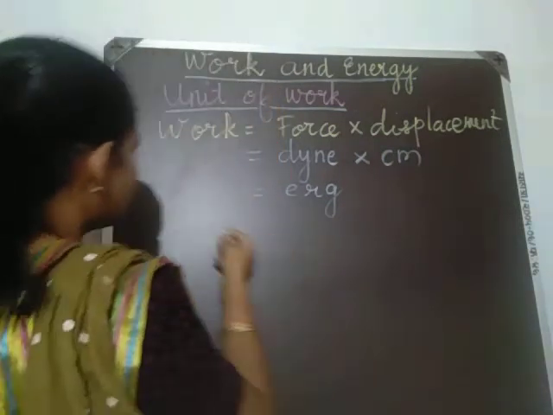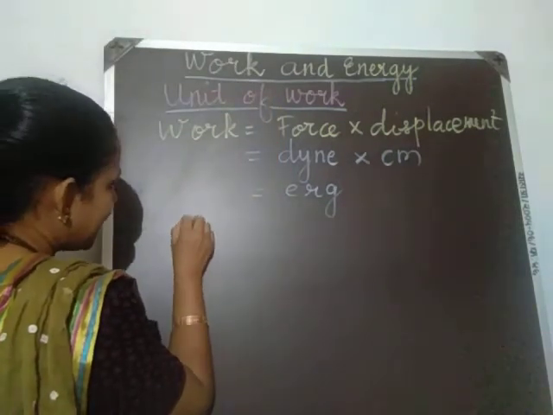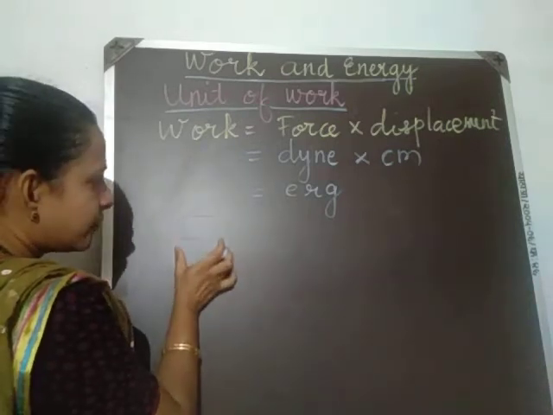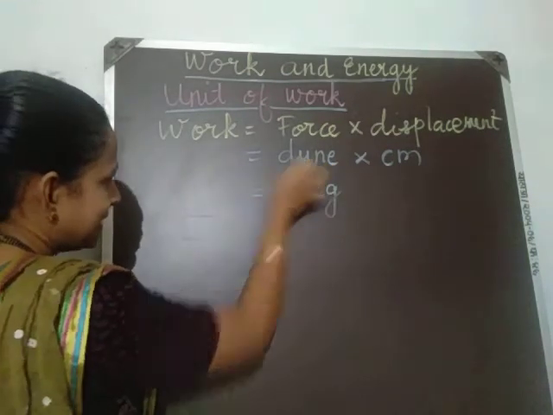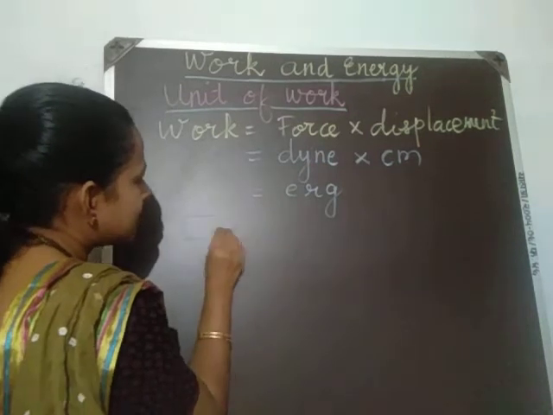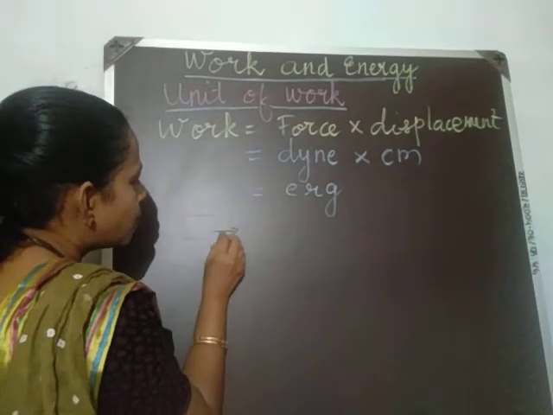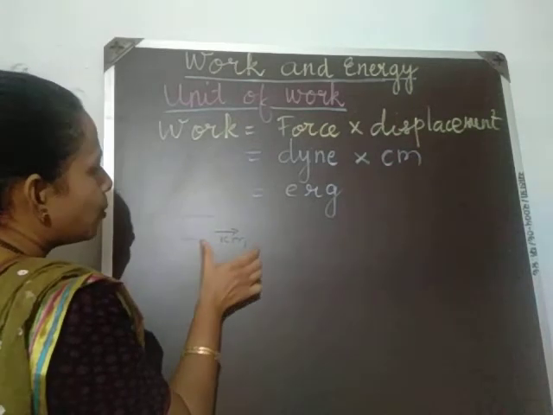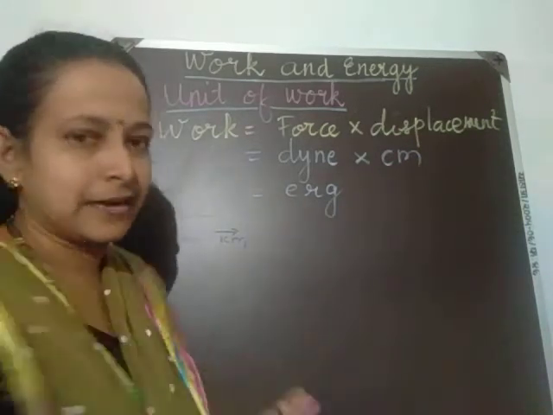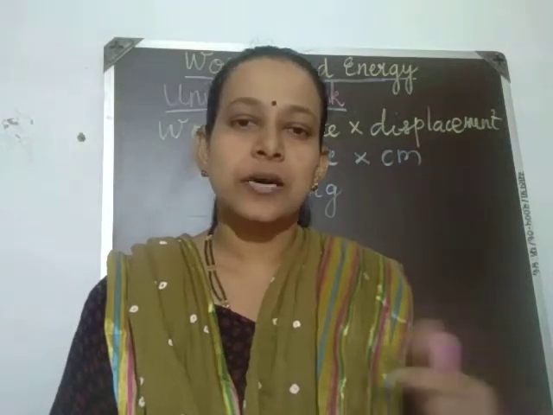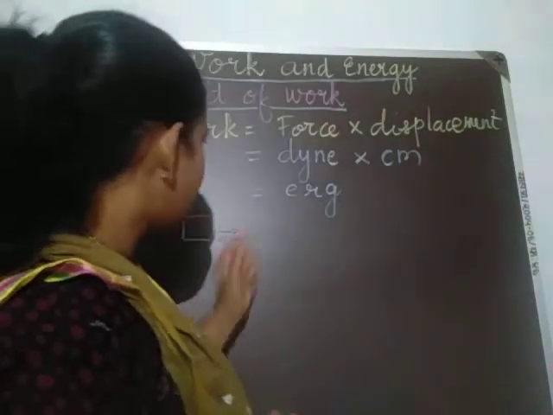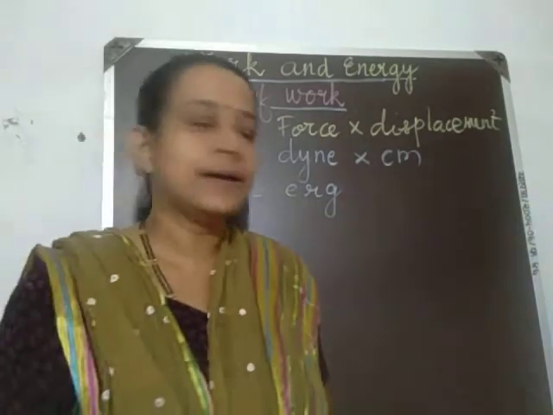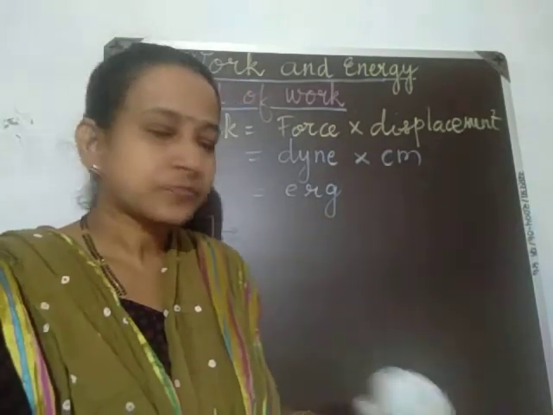So let me define now what is 1 erg of work. If a force of 1 dyne is applied to displace an object only through 1 centimeter, then we say that 1 erg of work is done. Okay, 1 erg of work is done. So I hope you have understood. Fine. So this is regarding the SI unit and the CGS unit of work.